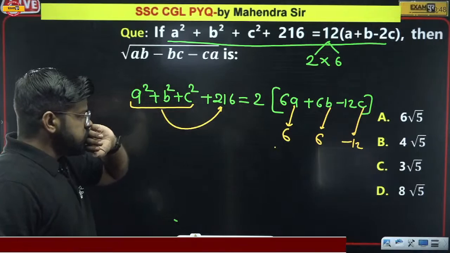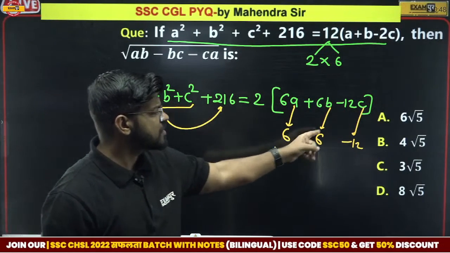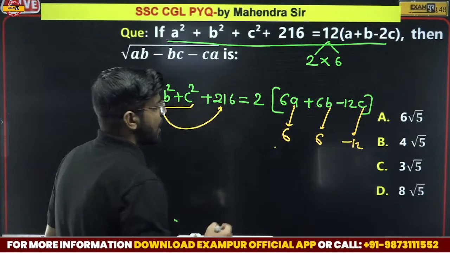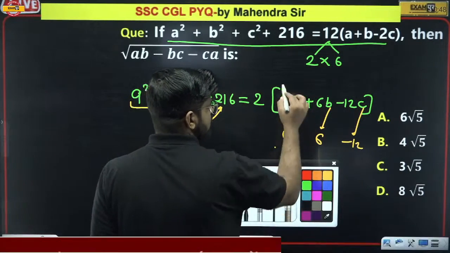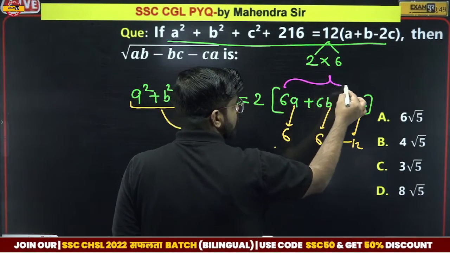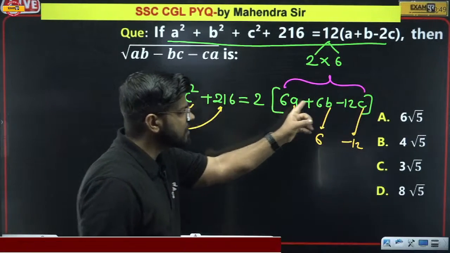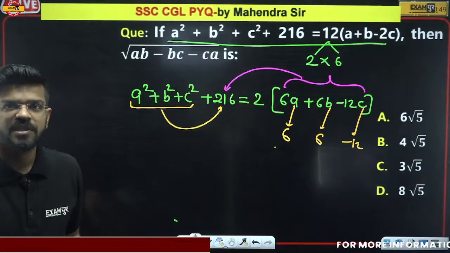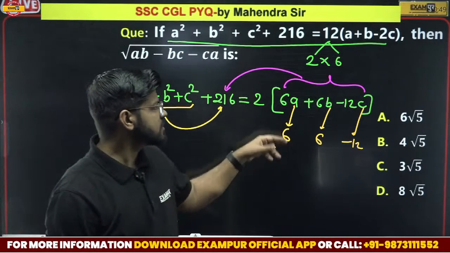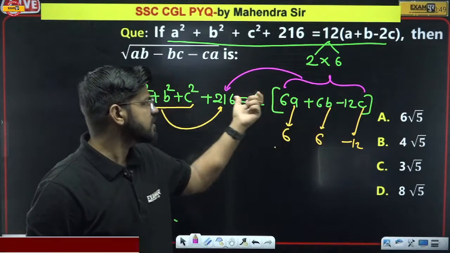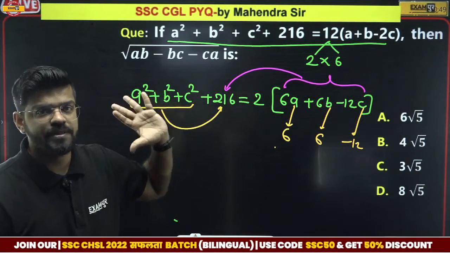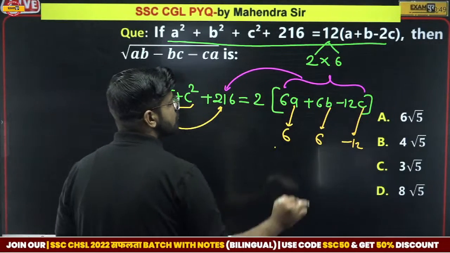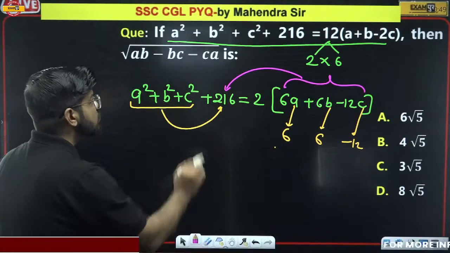So a square plus b square plus 12 square, if you add all these, you will get 216. And also, if you want to solve this, this will also give you the same thing, 216. Just apply the same thing and you will get the same result here. But we don't have to calculate a square plus b square plus c square, and we don't have to calculate 6a plus 6b minus 12c. We have to calculate this.